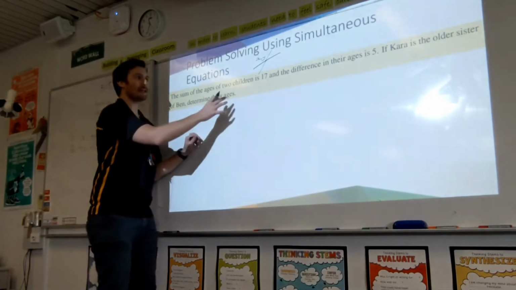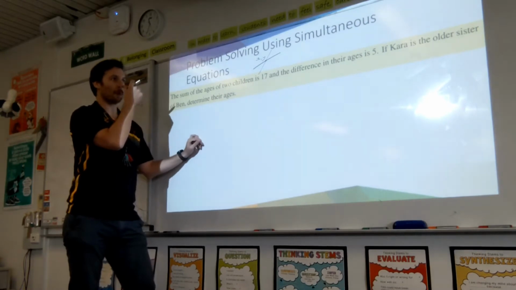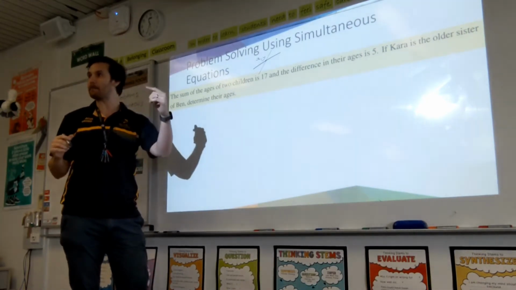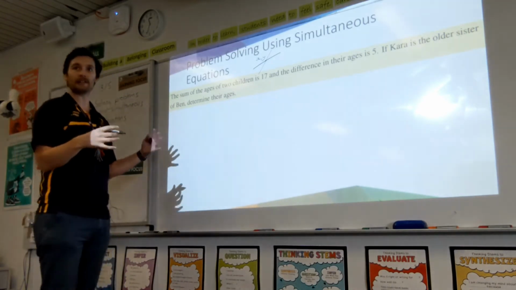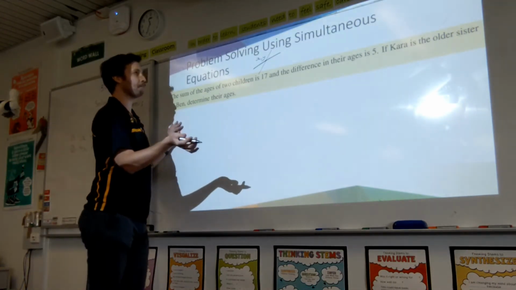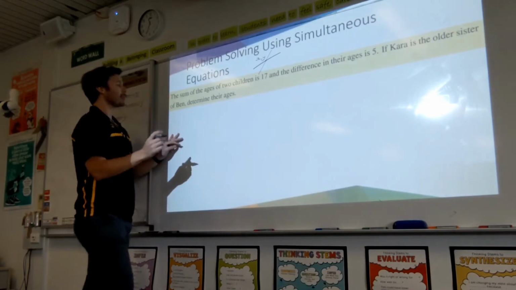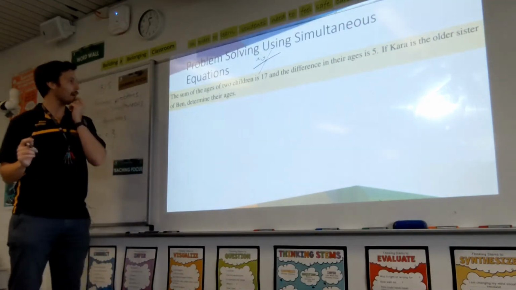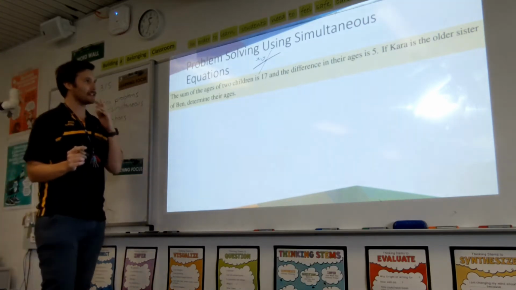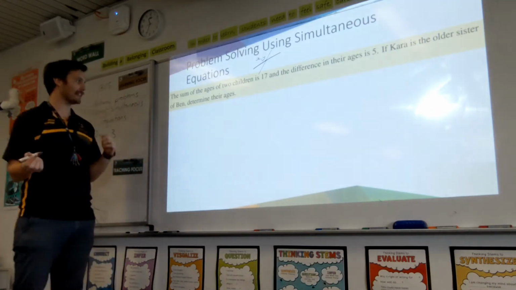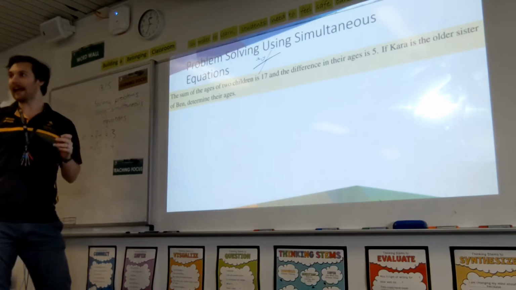What we're doing today, we're given a couple of worded problems. So I'm going to show you how to label it properly, how to work through it, how to make it really clear what you're actually doing and solve via elimination. Okay. So the first question reads, the sum of the ages of two children is 17, and the difference in their ages is 5. And if Cara is the older sister of Ben, determine their ages.